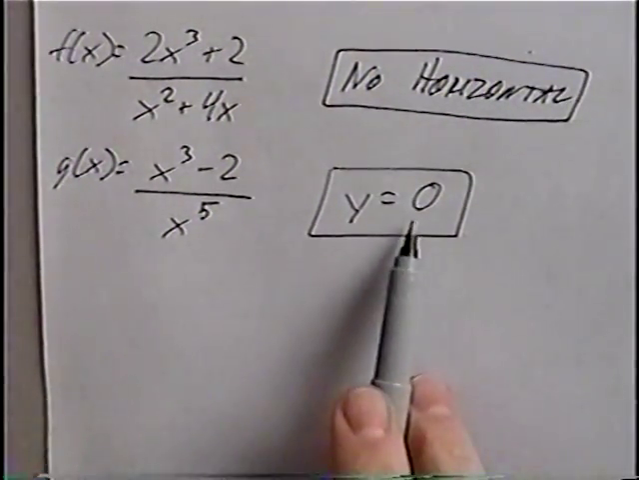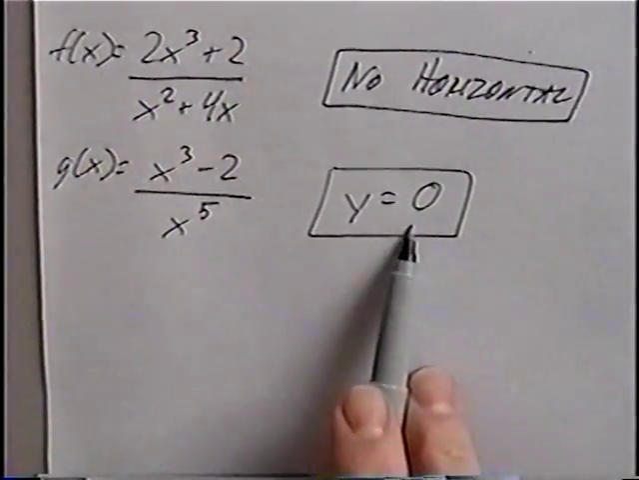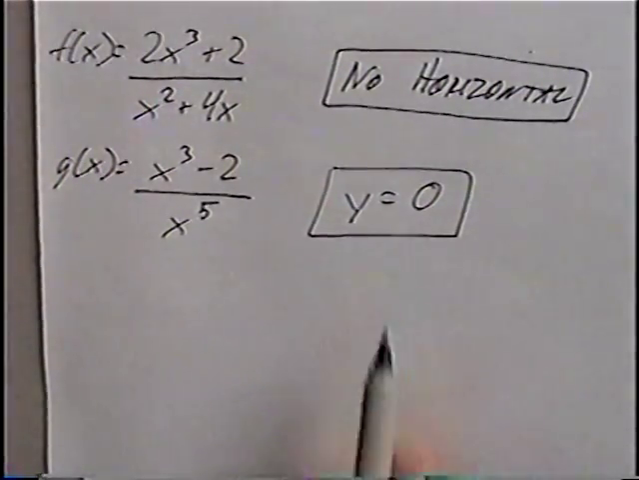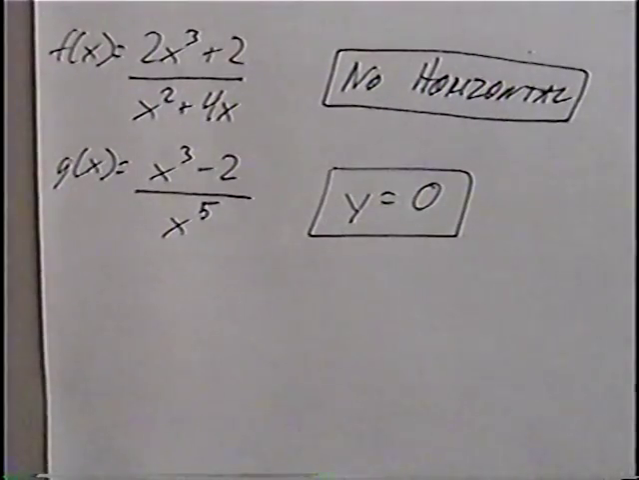Again, when we graph, the asymptote is a line that does not cross the graph, so we have a line at y equals 0 that the graph does not cross.